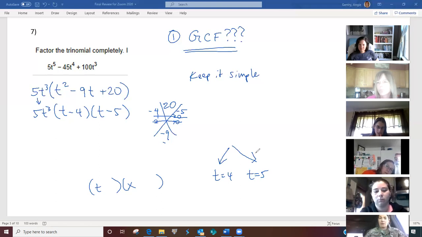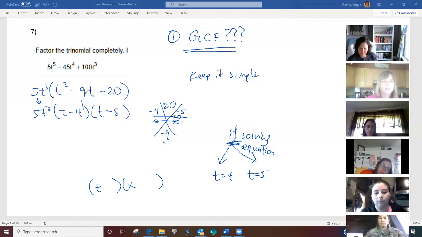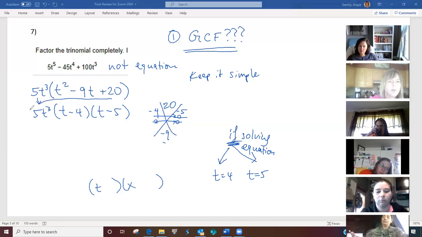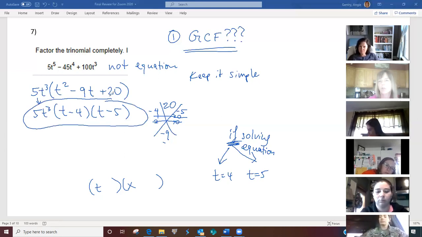That's for when it equals 0. Exactly, perfect. So if you're solving, you see what I'm saying? Meaning it has to be an equation. This is not an equation. This is simply a trinomial. So don't do stuff that you're not supposed to be doing. But I want to bring it up so that it doesn't happen. Yes, if all you're asked to do is factor, then all you do is factor.